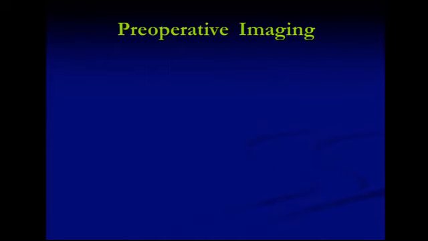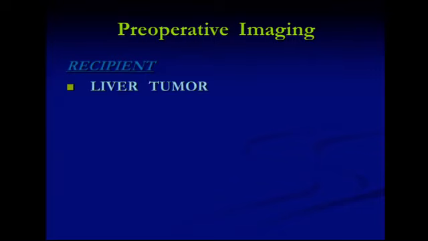Preoperative imaging, which we're not going to go into any great detail about, for the recipient looks at liver tumor. Now, hepatocellular carcinoma is not a contraindication to a liver transplant. In fact, it accelerates the patient's position in a liver transplant queue, provided that there are not too many liver tumors, or there's not one large, more than 5 centimeter liver tumor.